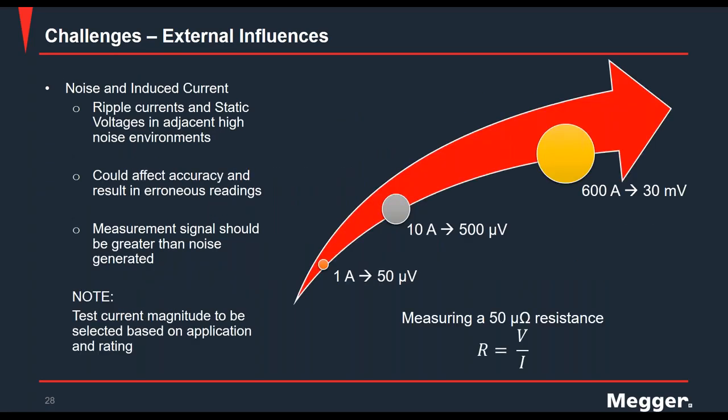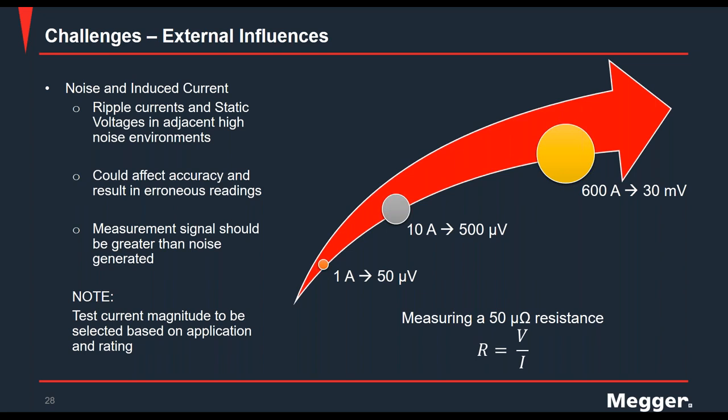The next external influence is noise and induced current. So when you have ripple currents or static voltages in adjacent environments, they can affect the accuracy and result in erroneous readings. It's very critical to understand that the voltage that's being measured using the potential leads should be greater than the background noise. Otherwise, the measurement is going to be inaccurate.